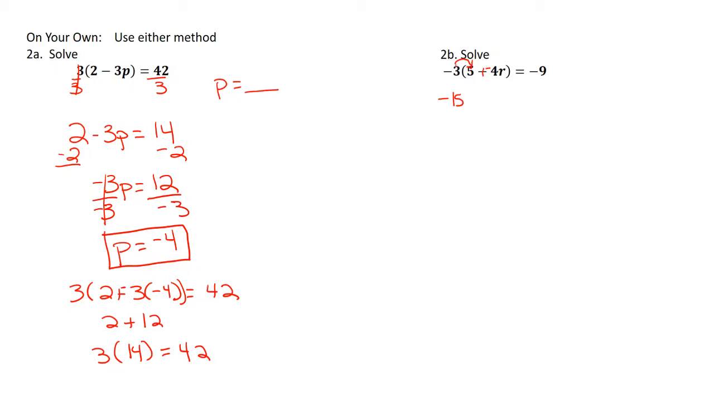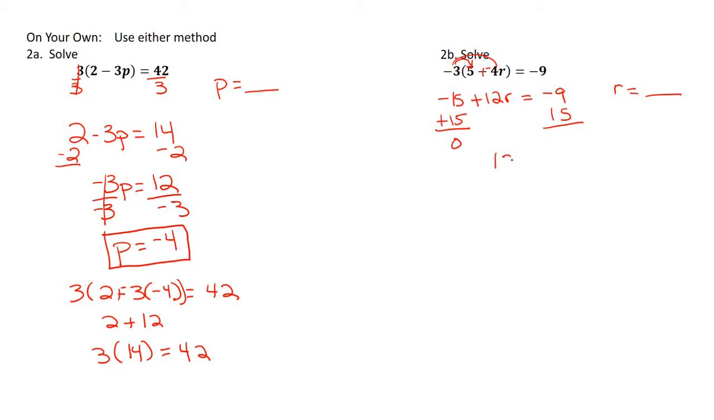This is plus the opposite. So negative 3 times a negative 4 is a positive 12r equals negative 9. All right, so our goal is to get r to equal something, and right now it's got a negative 15 added to it. So I want to get rid of this negative 15 by adding a positive 15, and that equals 0. If I add positive 15 there, I have to add a positive 15 here.